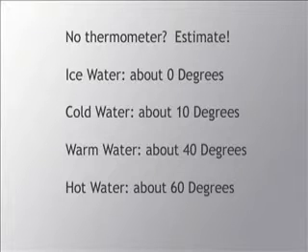Now if you do not have a thermometer, just estimate temperatures. For instance, cold water is about 10 degrees, warm water is about 40, ice cold water is close to 0, and hot water is about 60. And this is all degrees Celsius.